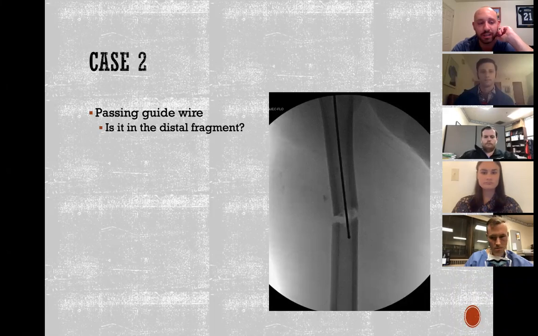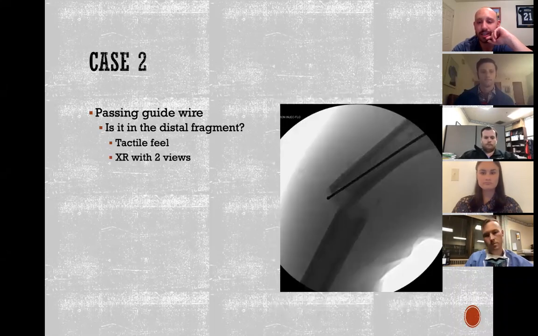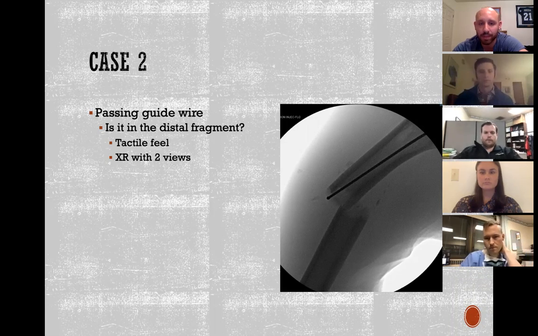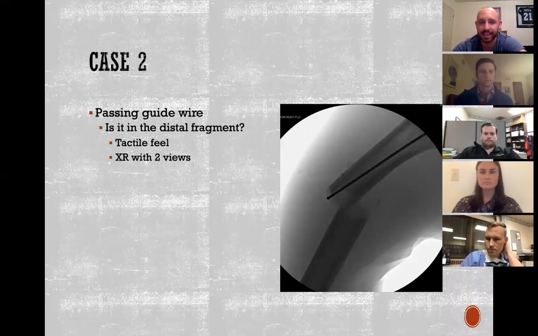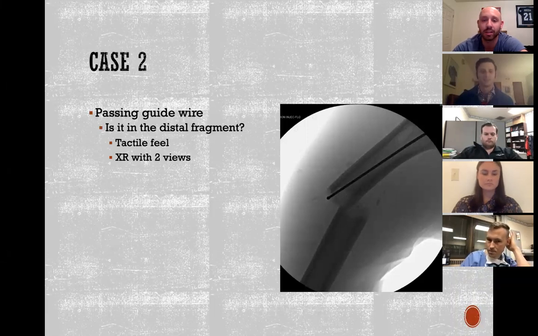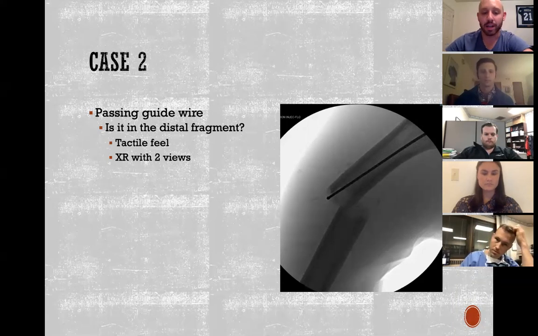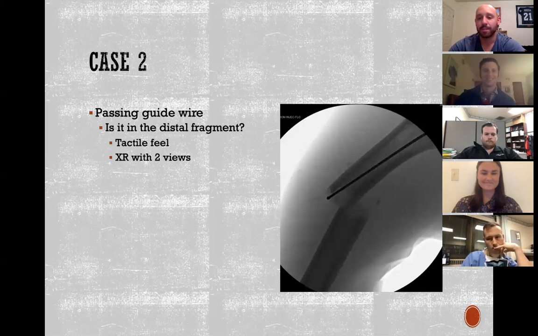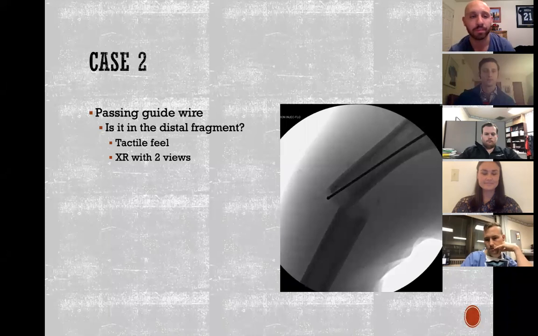If you go to the next slide, Joe, you can see that it may be looking good on one X-ray, but you have to confirm on the lateral. And so we have an attending that says one view is no view. And so you have to get two views to make sure that you're in the correct area. You can also use, in this case, tactile feel, because you can feel the cortex with your guide wire to see if you're in the bone.